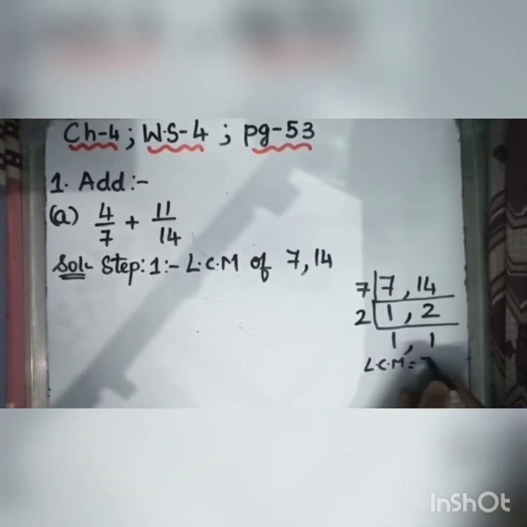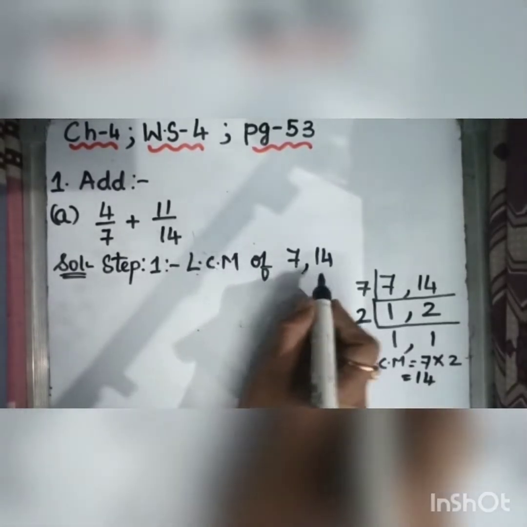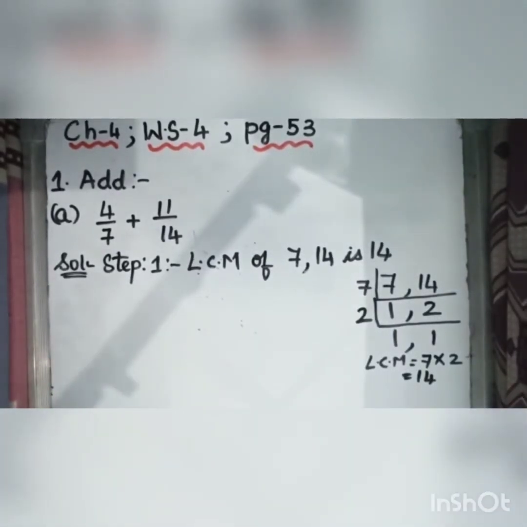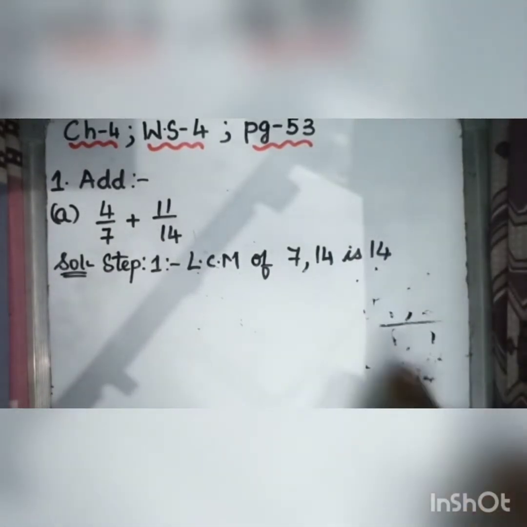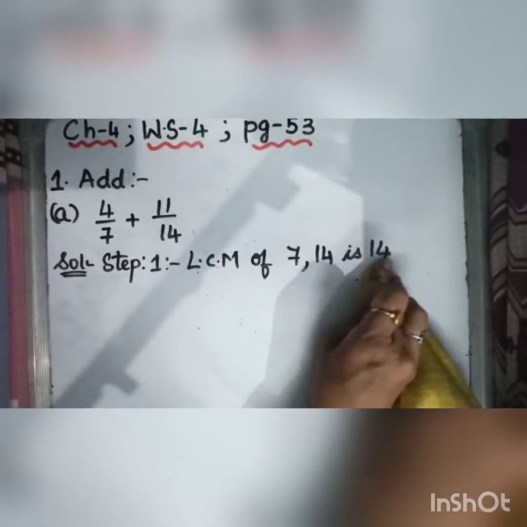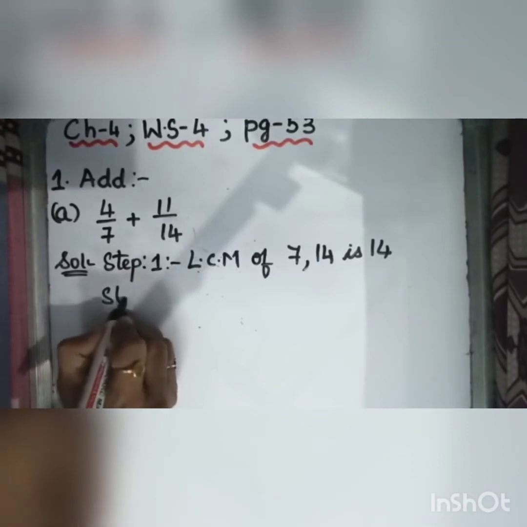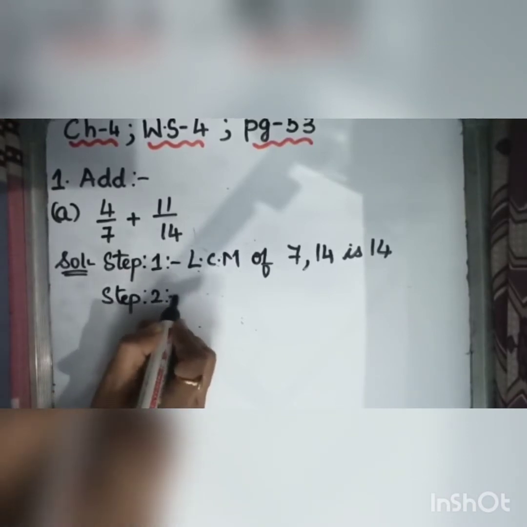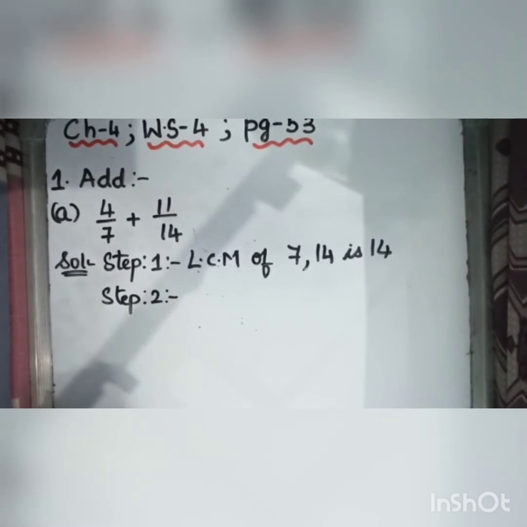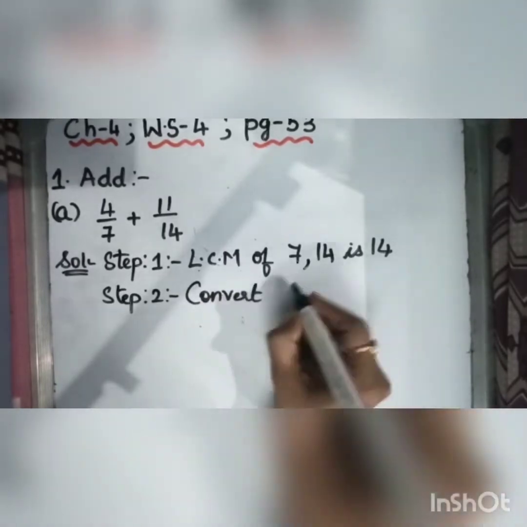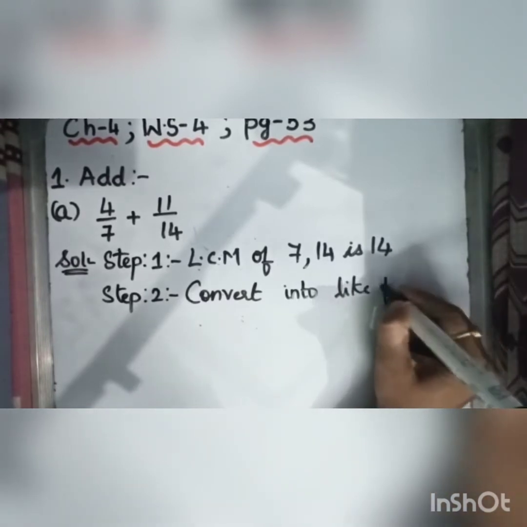LCM is equal to 7 into 2, that is 14. LCM of 7 and 14 is 14. LCM is nothing but least common multiple. Now I have got the LCM of the denominators. Next step is to make the denominator same. How do I make the denominator same? Making the denominators same is nothing but converting into like fractions.